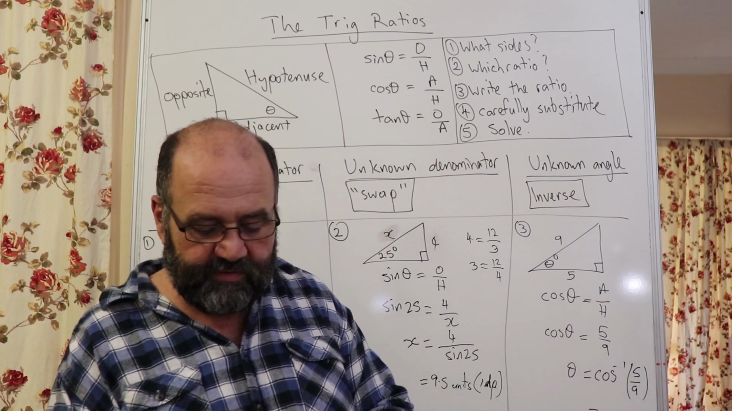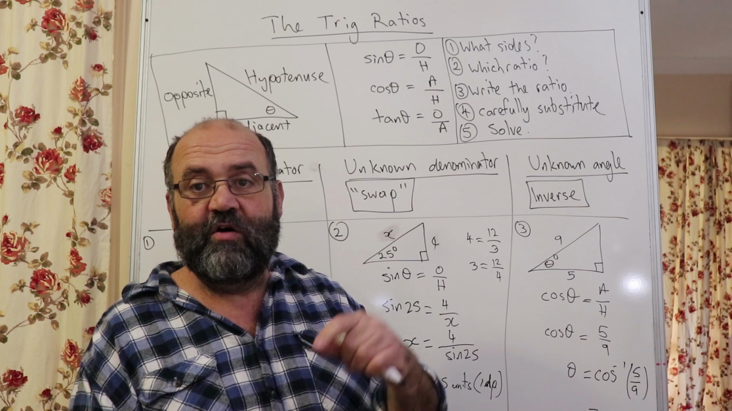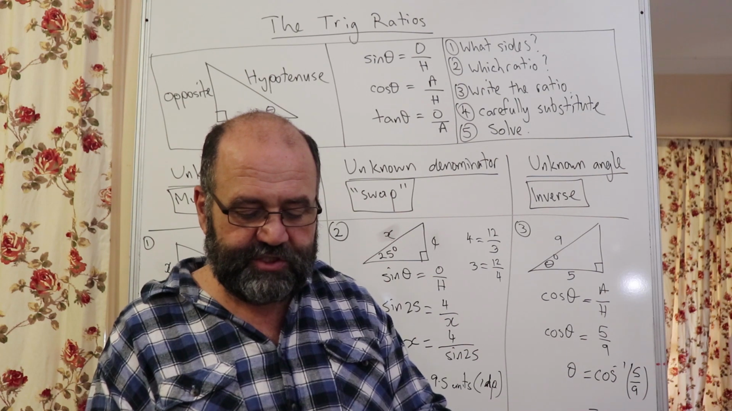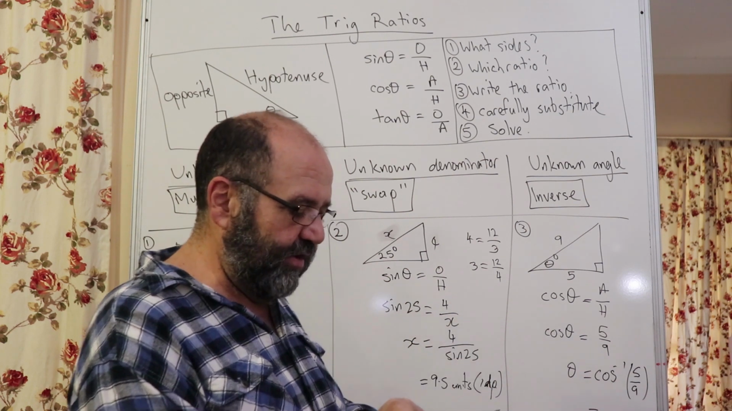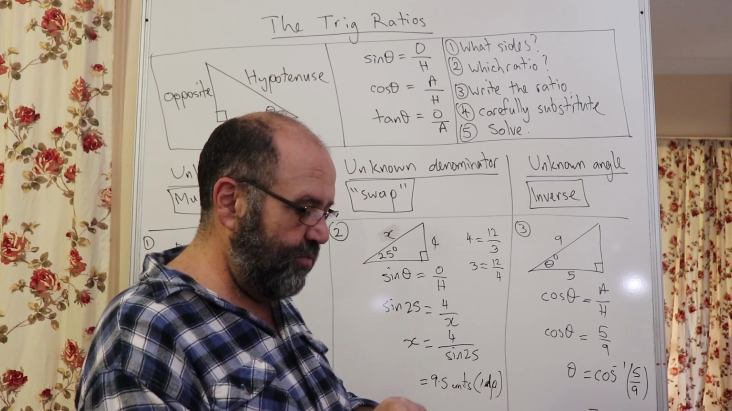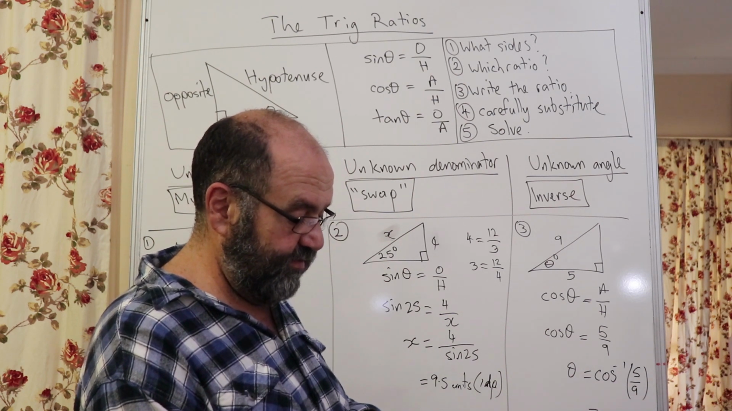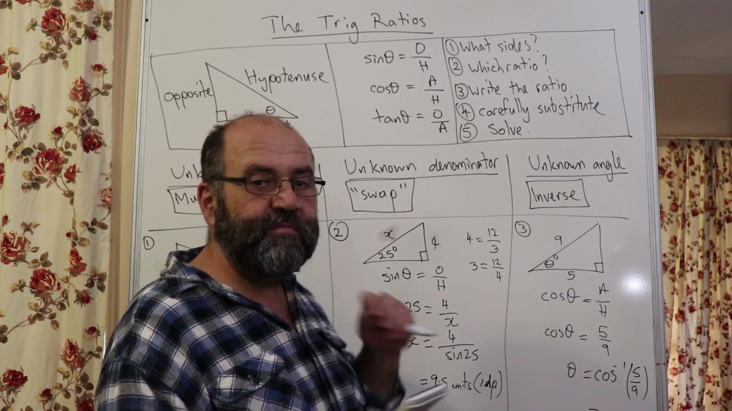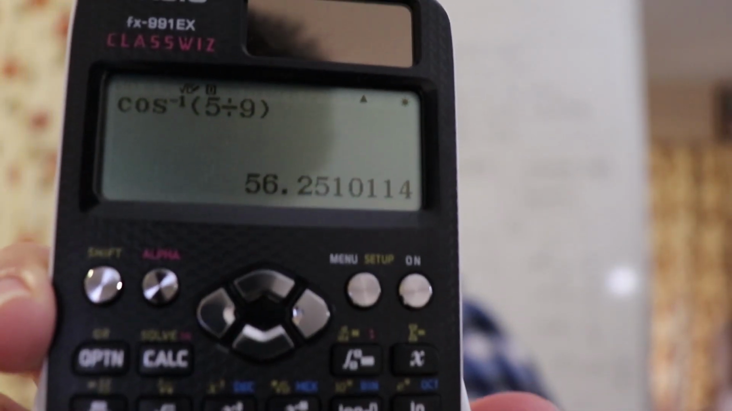On our calculator, on a Casio, it's shift and then cos. On a Sharp, if you're still unfortunate enough to be using one of them, it's second function rather. So second function cos or shift cos, and then I enter my fraction, 5/9, equals. Shift, cos, 5/9, equals, here we go. I'll hold that up, we've got 56.2 something degrees.